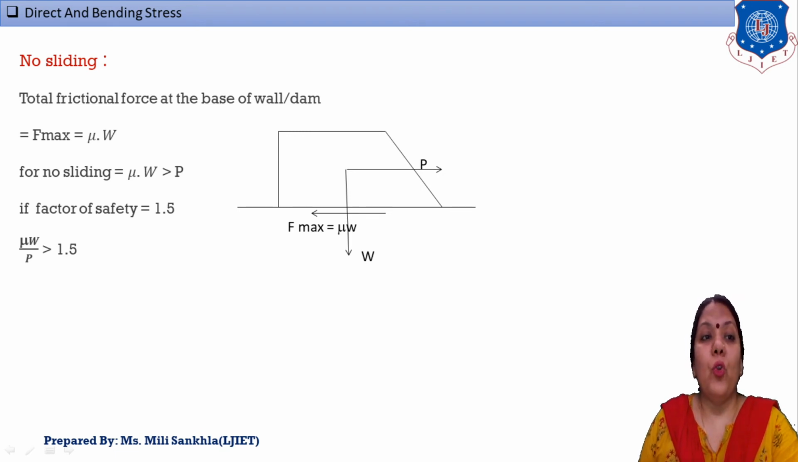Okay, for no sliding at the base, if our friction force, that is mu into W, is greater than this water pressure or soil pressure, then our dam is safe against sliding. Okay, mu means our coefficient of friction, W is equal to weight of dam or weight of retaining wall, and P is equal to soil pressure or water pressure. If in data factor of safety is given, then we can take this relation also, mu W by P greater than 1.5. Okay, this is for no sliding at the base for dam.